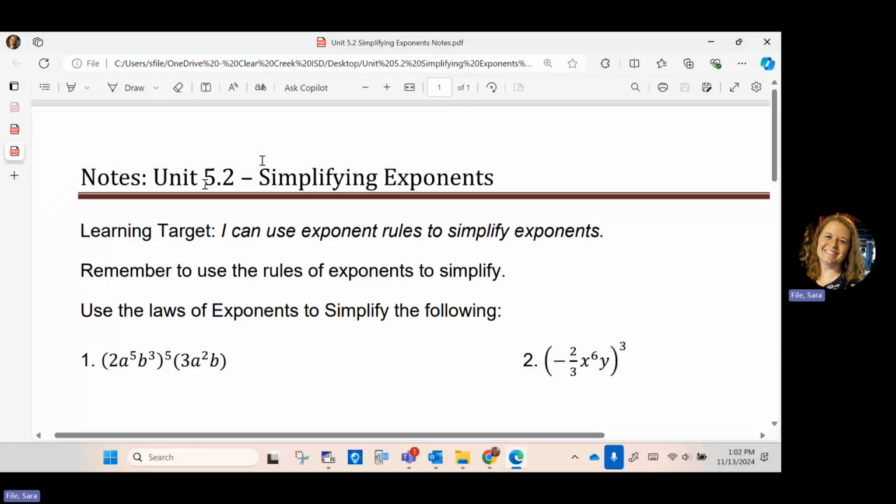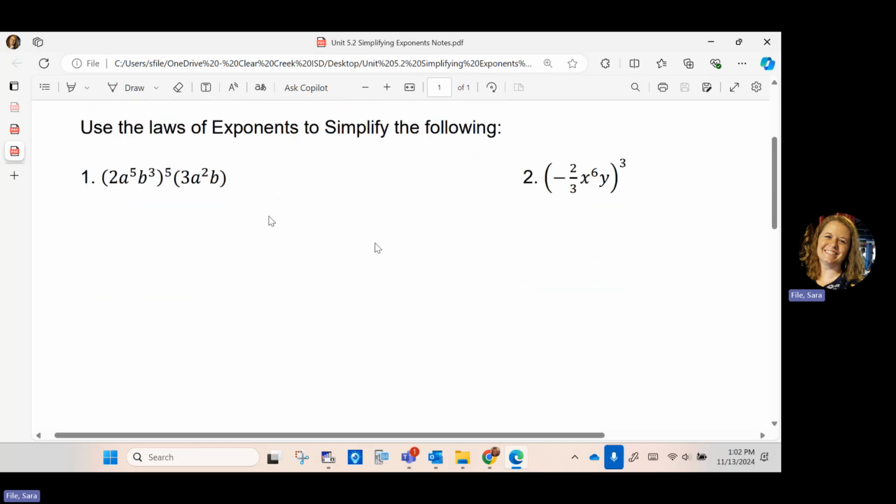5.2, simplifying exponents. If you need to look back at the rules of exponents that we covered in 5.1, you can just flip your notes packet back a page and look at those rules. They're all listed on the 5.1 notes. Okay, so we're going to apply those rules from 5.1.